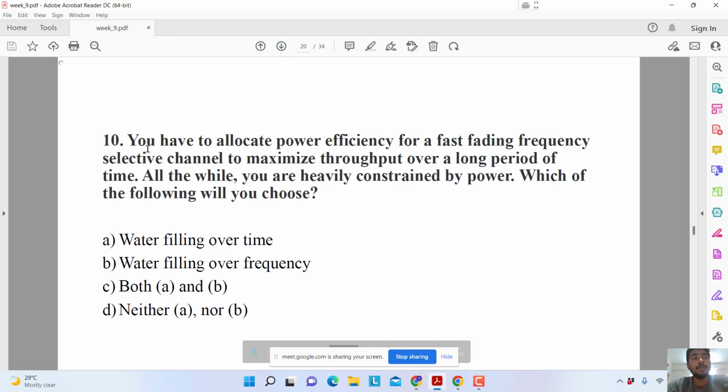Next question is question number 10. Question is you have to allocate power efficiently for a fast fading frequency selective channel to maximize throughput over a long period of time. All the while you are heavily constrained by the power. Which of the following will you choose?